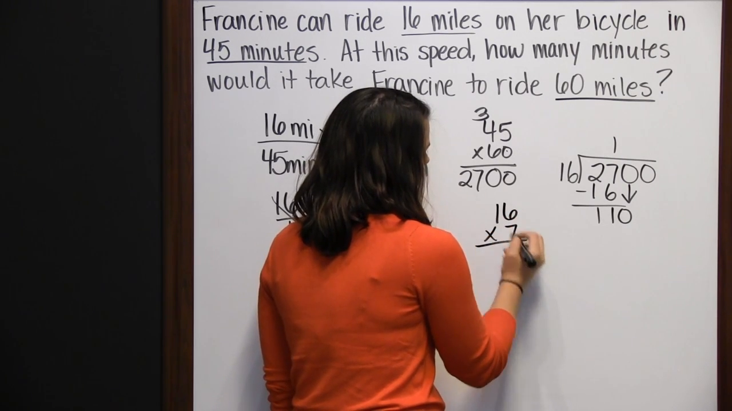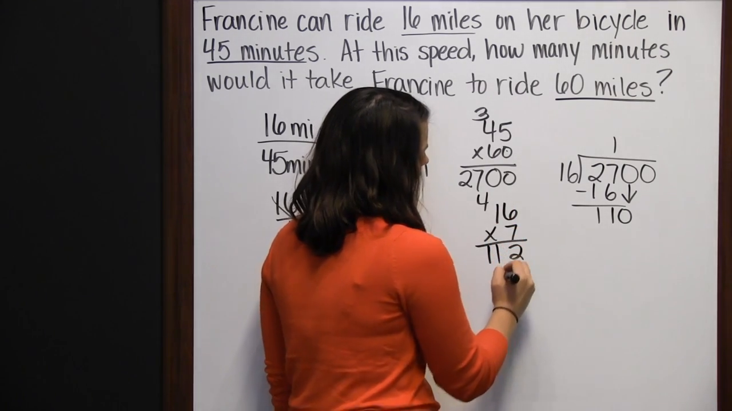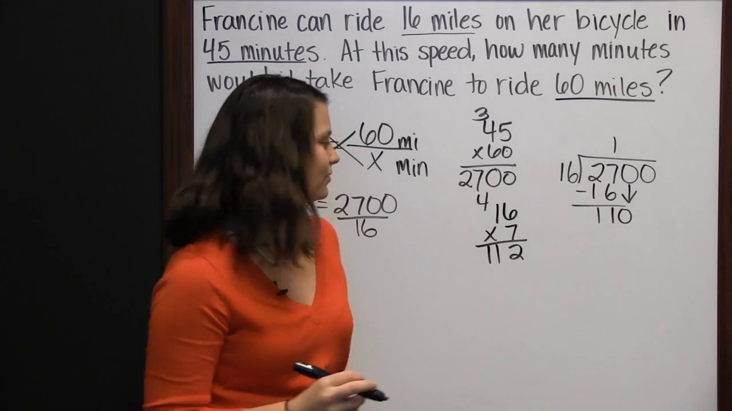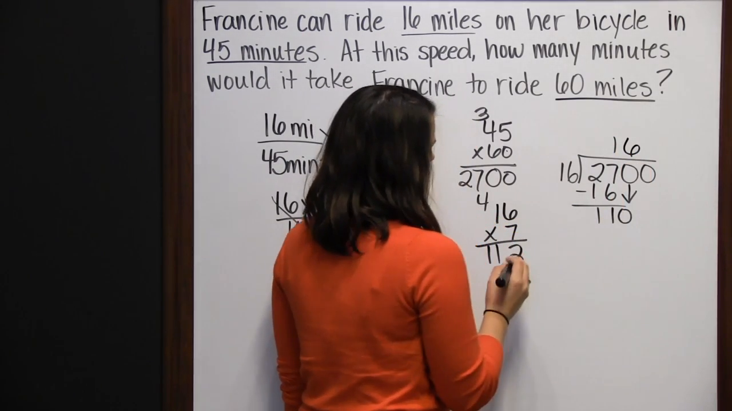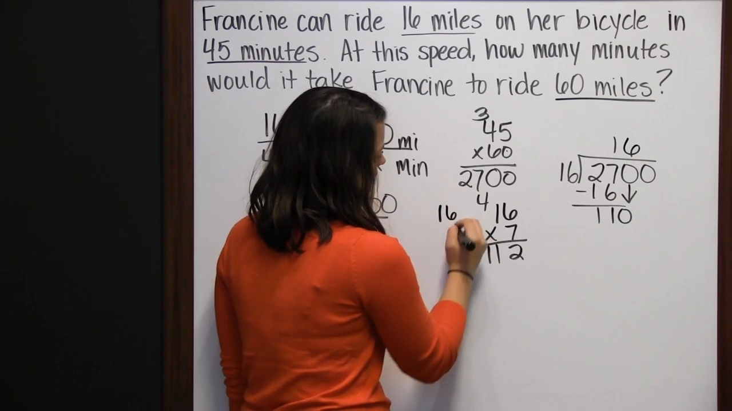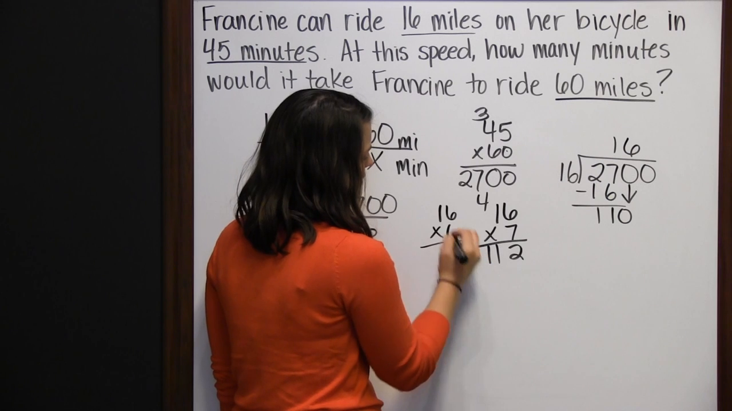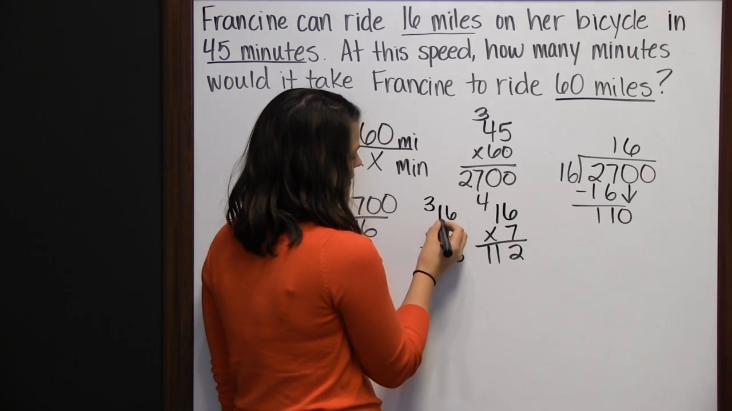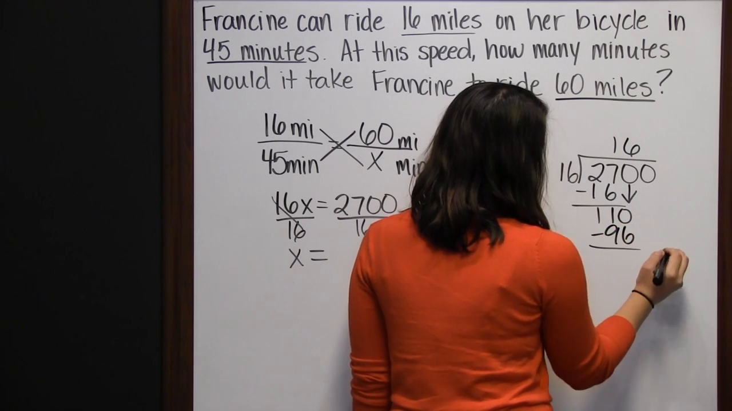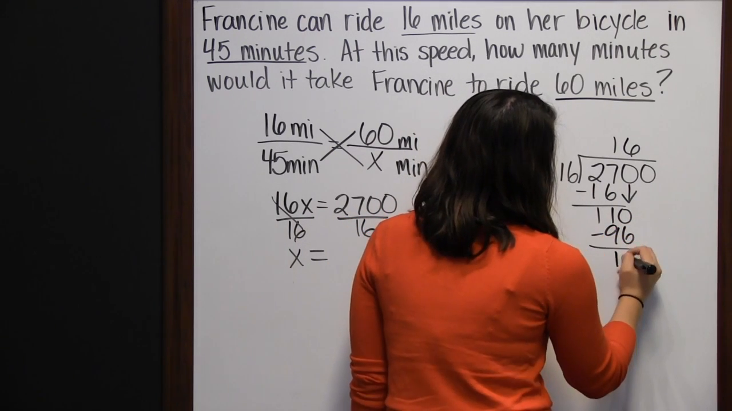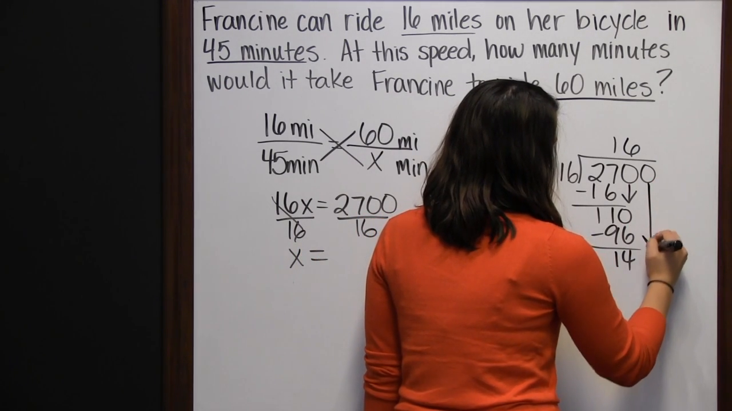7 times 6 is 42. 7 times 1 is 7, plus 4 is 11. And that's a little too big, which means I know 16 goes into 110 6 times. So 16 times 6. 6 times 6 is 36. 6 times 1 is 6, plus 3 is 9. And that works. So we need to subtract, and we get 14. Then we bring down our next 0.